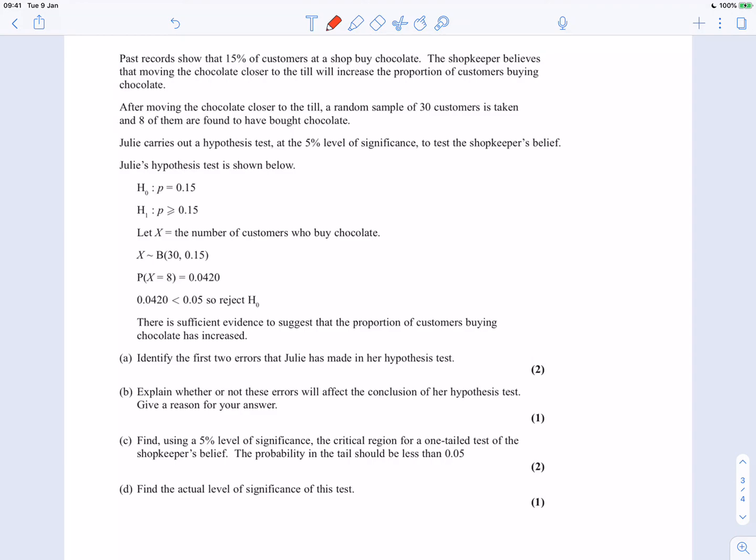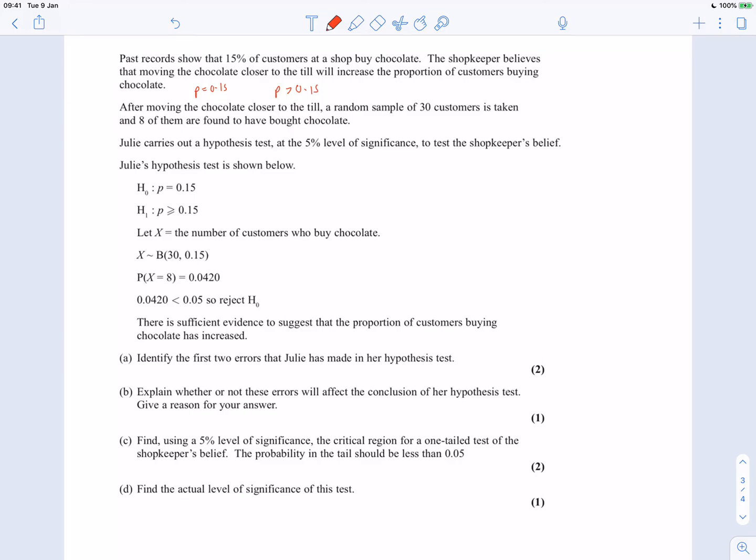Okay, so we're already sniffing that the probability is 0.15, and the shopkeeper believes that if he does stuff to it, then it's going to increase from 0.15. So it's going to be greater than. After moving the chocolate close to the till, a random sample of 30 customers is taken, and 8 of them are found to have bought the chocolate. Julie carries out a hypothesis test at the 5% significance level to test the shopkeeper's belief. Julie's hypotheses are shown below.